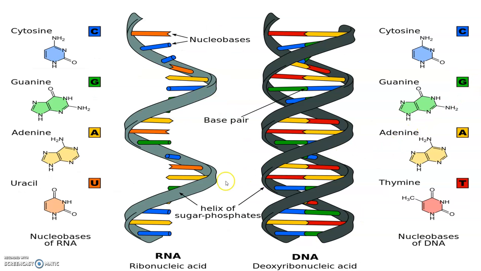Now in the RNA, what we find is that every nucleotide residue has an additional OH group. Every nucleotide has an additional OH group that is present, and also in the RNA, the uracil is found in the place of thymine. That is 5-methyl uracil.